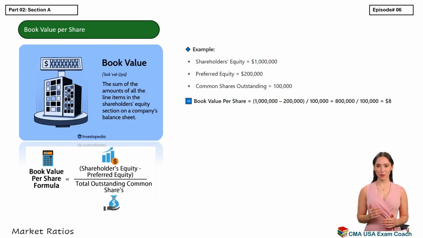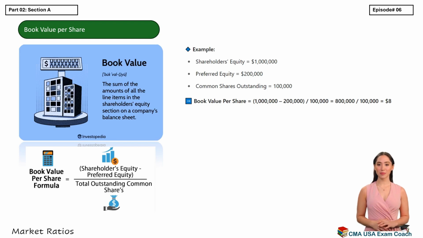Why is this ratio important? Because it helps investors compare the market price of a stock to its actual accounting value. If the market price is much higher than the book value, investors may be paying for future growth expectations. If the market price is below book value, it might indicate an undervalued stock or deeper problems in the company. So, book value per share is a useful benchmark when analyzing the true worth of a company's stock.